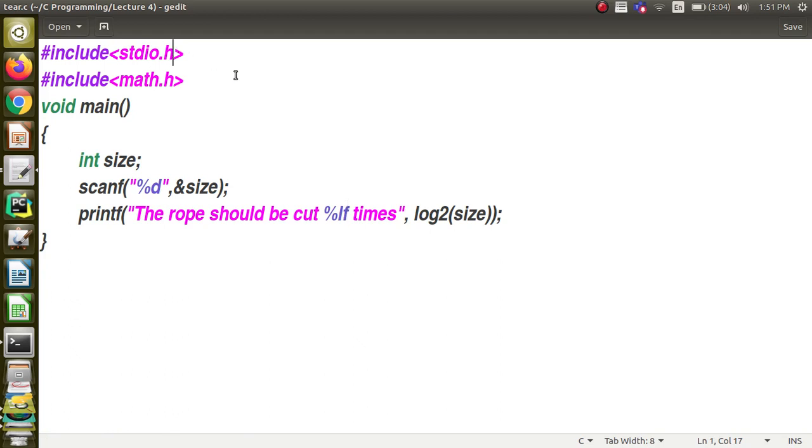First line, you are including the standard input output, and then the next line you are including the math library. Then in main, you are reading the size of the rope, and then you are going to find out how many times it can be cut. For that we are going to use the log2 built-in function. Pass size as the parameter, it will return you the value, and the value returned is double. So in this place I want to print the value in the string. I have to give the appropriate format string. Since log2 will be returning double, I have to give it as %lf.